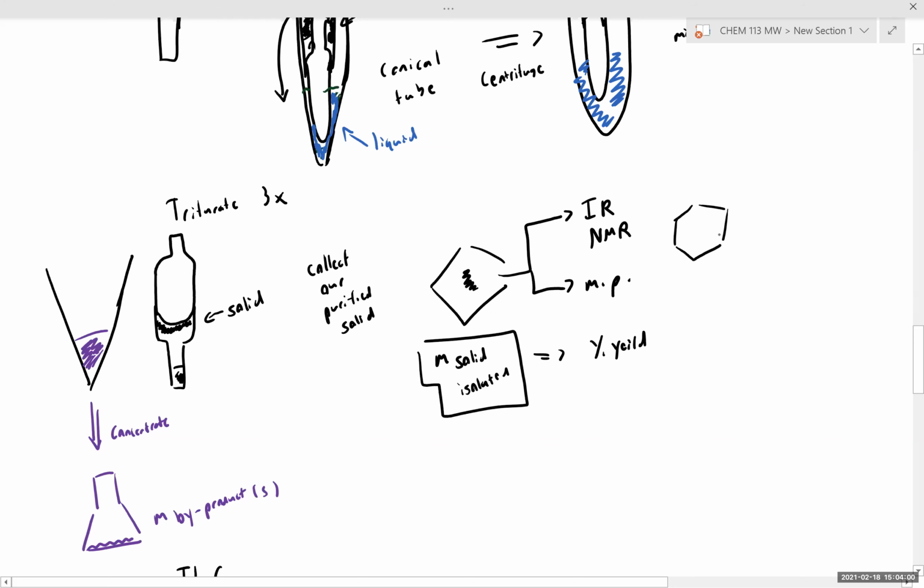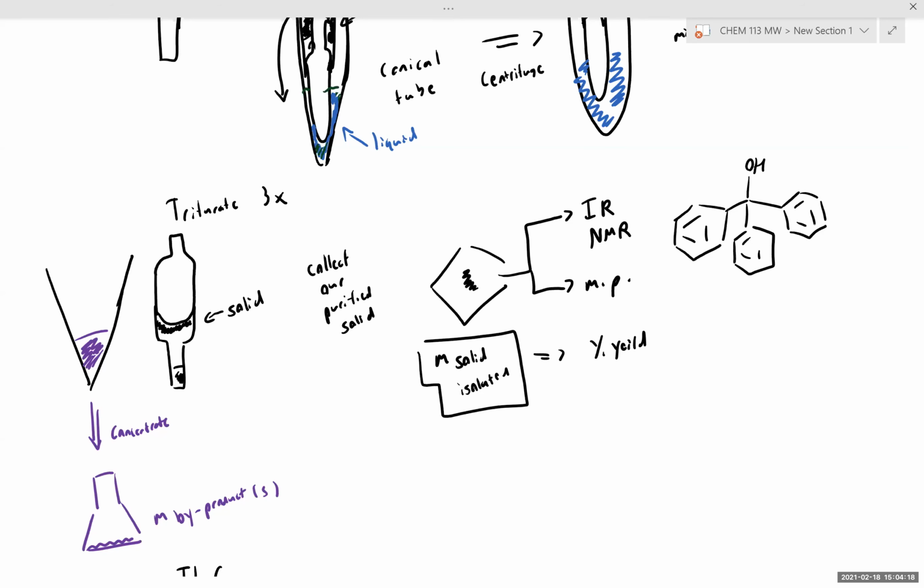And so once we have our collected solid after trituration, we're going to be able to record the mass of isolated purified triphenylmethanol, and we'll be able to collect an IR, NMR, collect a melting point, and report the yield. So this is relatively boilerplate analysis.